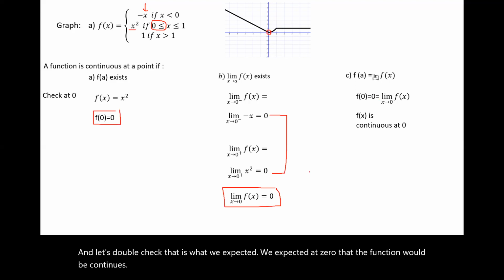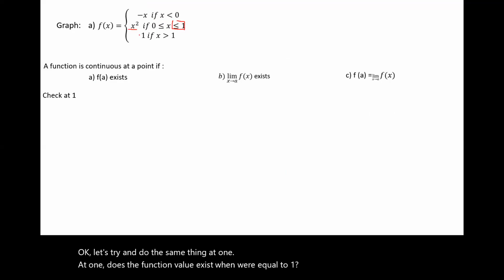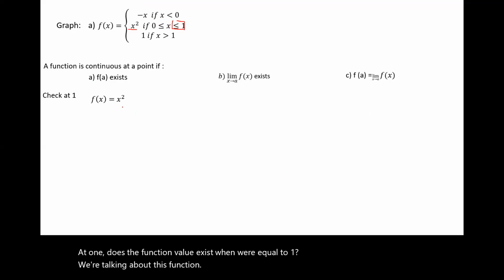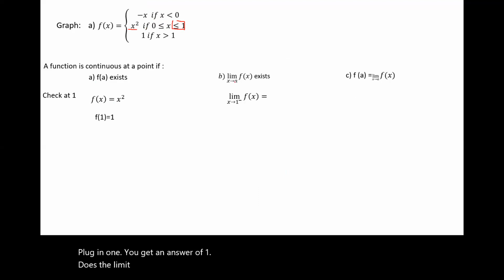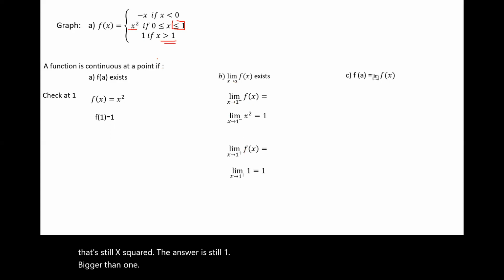Okay, let's try and do the same thing at 1. At 1, does the function value exist? When we're equal to 1, we're talking about this function. So plug in 1, you get an answer of 1. Does the limit exist? We're going to check from the left and the right. Smaller or equal to 1, that's still x squared. The answer is still 1. Bigger than 1, the function is the function 1, which means always equal to 1. So that answer is 1.